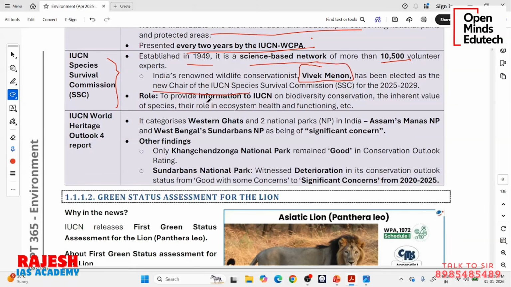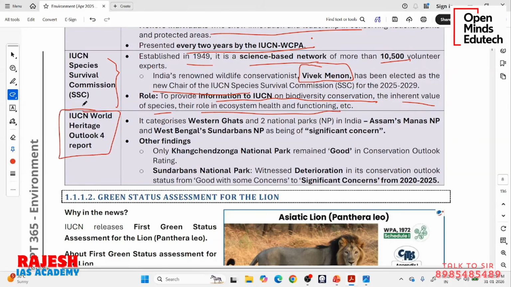Okay, what does this commission do? It provides information to IUCN on biodiversity conservation, the value of the species, the role of the ecosystems, functioning of the ecosystems, etc. They will study the nature, the animals, the plants, and they will give data to the IUCN. Based on that, IUCN will release the reports and prepare the lists. Next one is the IUCN World Heritage Outlook Report.